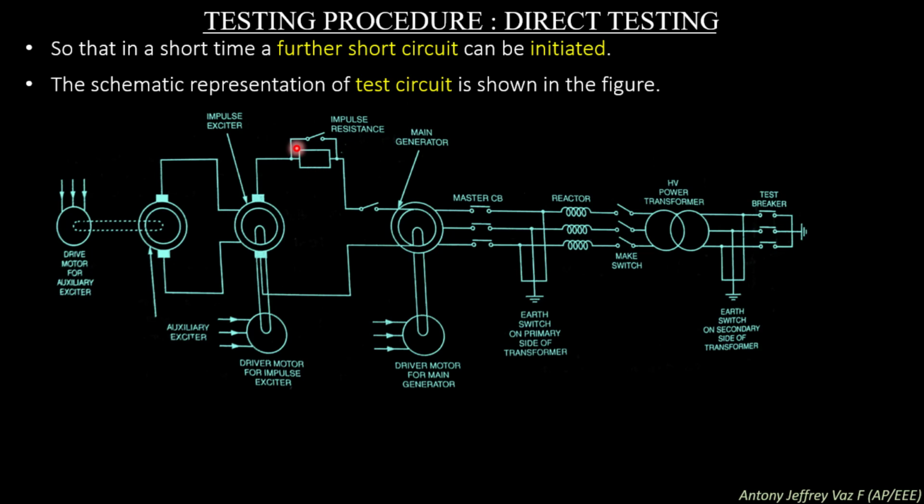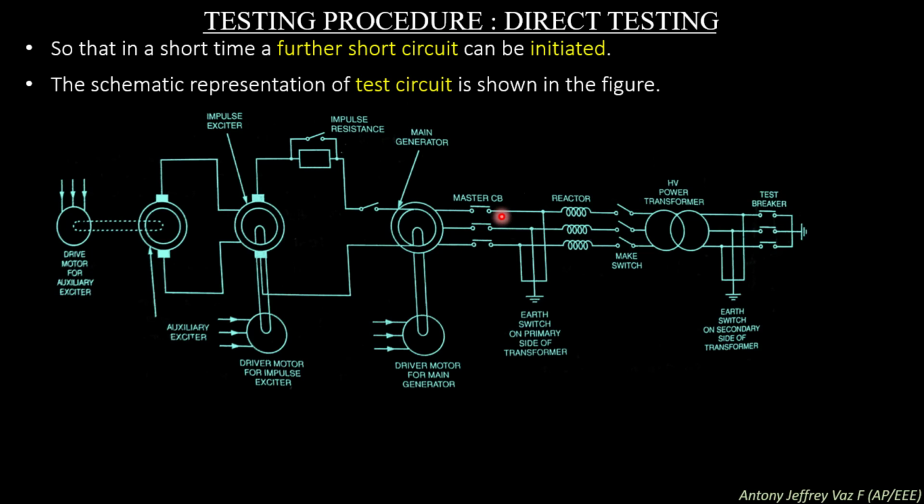After this impulse exciter resistance switch box is connected to the field of the main generator, and this main generator is the short circuit generator, and this short circuit generator is coupled with the driver motor. This motor is a 3-phase induction motor, and the output of the short circuit generator is given to the master circuit breaker. In case the test circuit breaker fails, then the master circuit breaker will open.